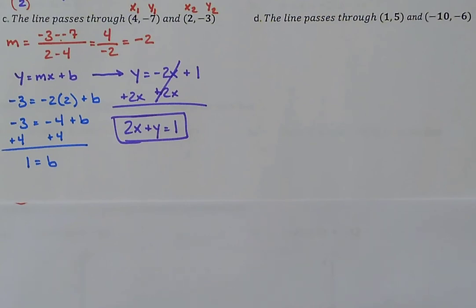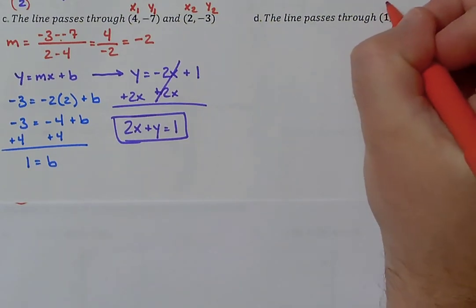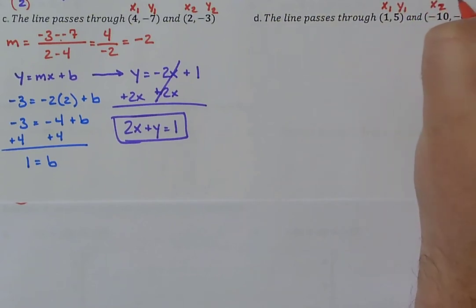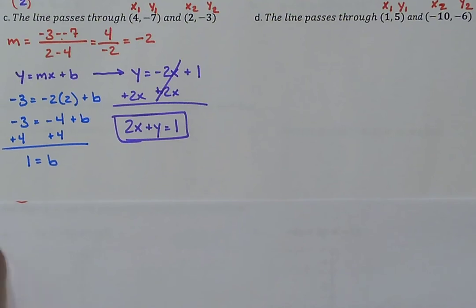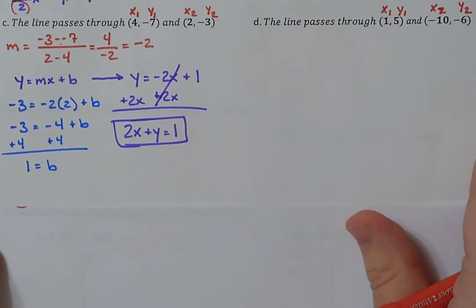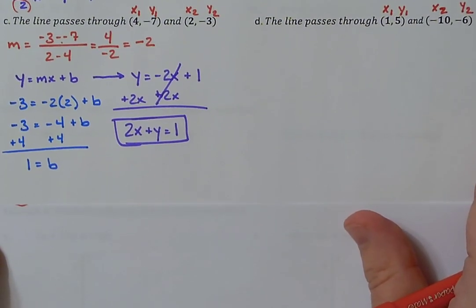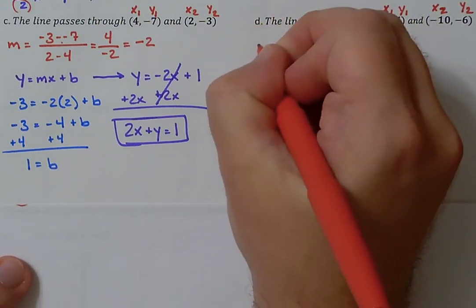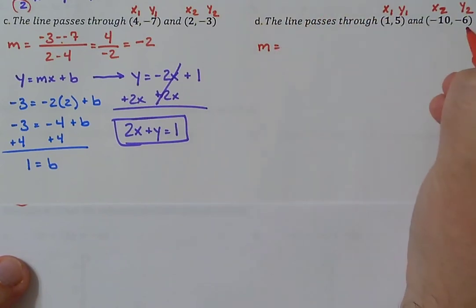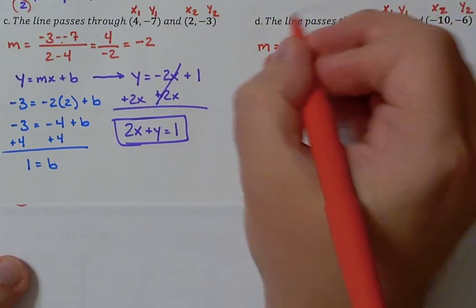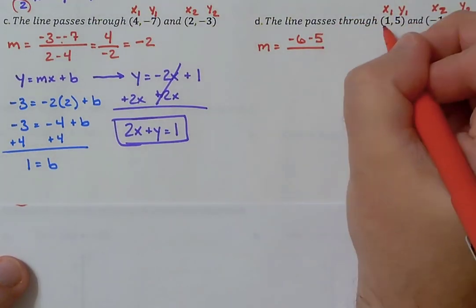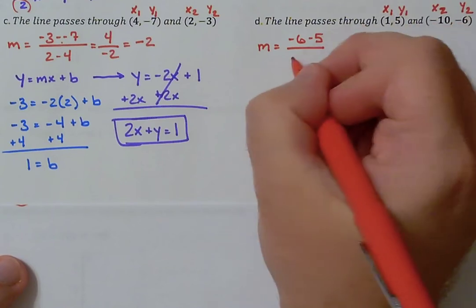All right, last one. For D, again, we have 2 points, and we have to go through and write an equation that runs through those 2 points in standard form. So I have my x1, y1 and my x2, y2. First step is to go through and find your slope. So it's m equals y2 minus y1, so negative 6 minus 5, over x2 minus x1, so negative 10 minus 1.